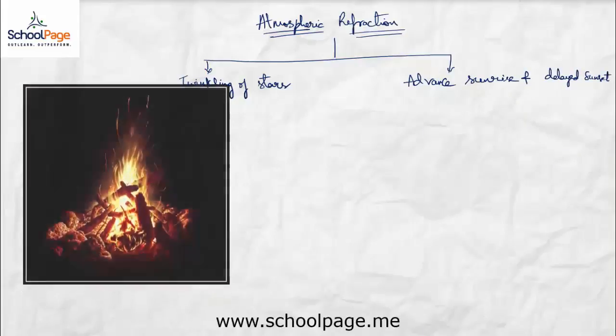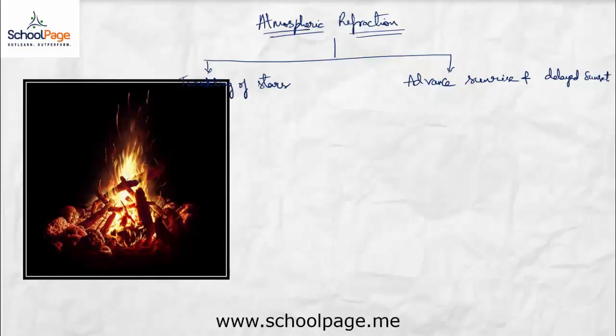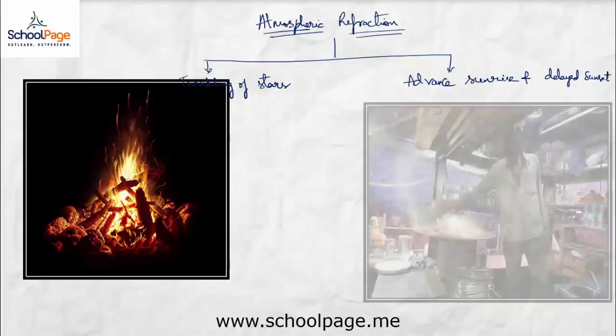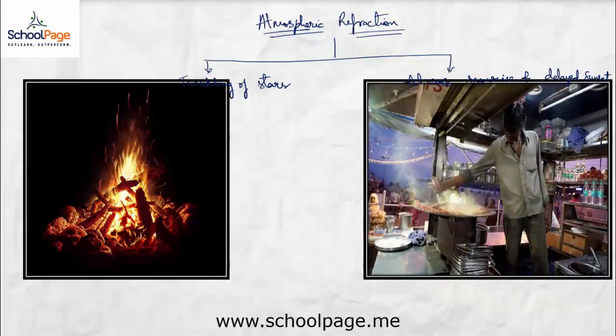Let us consider fire to understand a simple day-to-day example of atmospheric refraction. Today, try to visit a roadside vendor who sells masala puri or pav bhaji. You may notice the smoke coming out from his gas stove. You may stand here and try to look at objects or people behind the smoke. You may observe that people or objects are actually moving. This is because of the change in the refractive index.